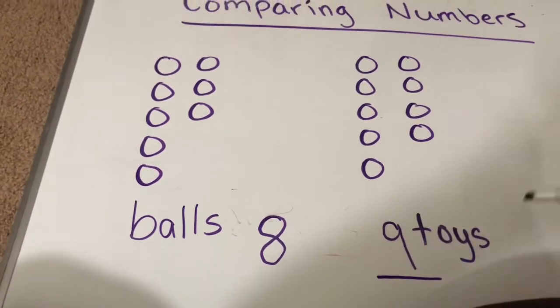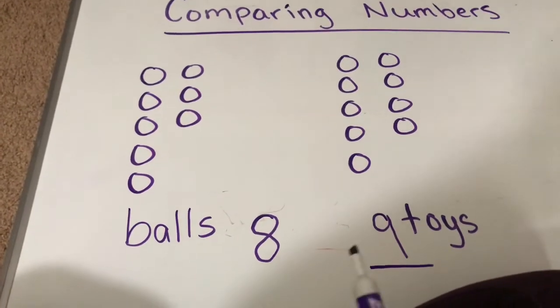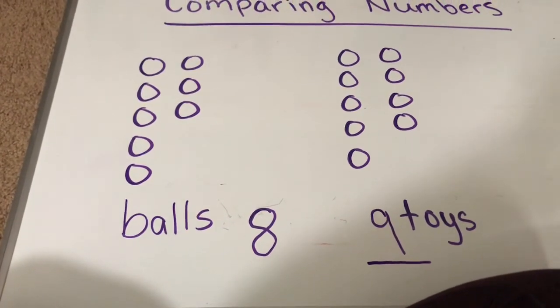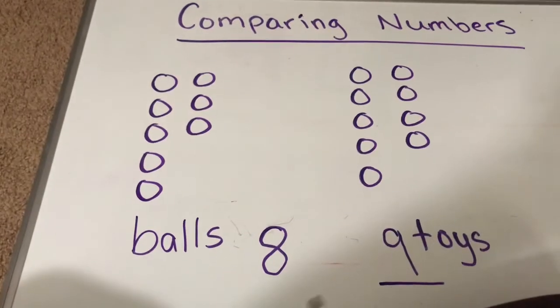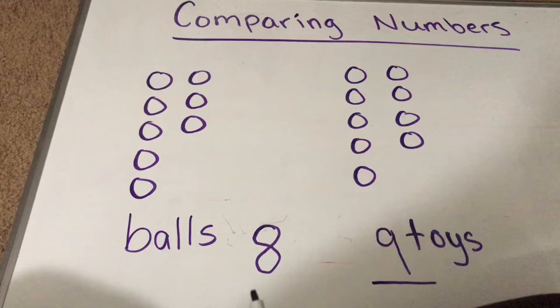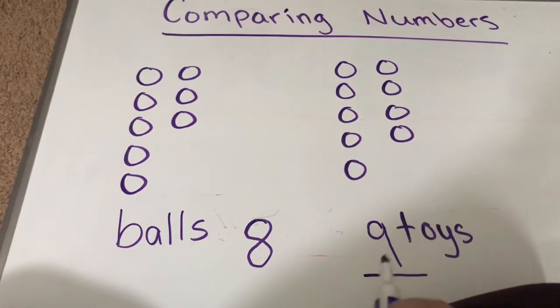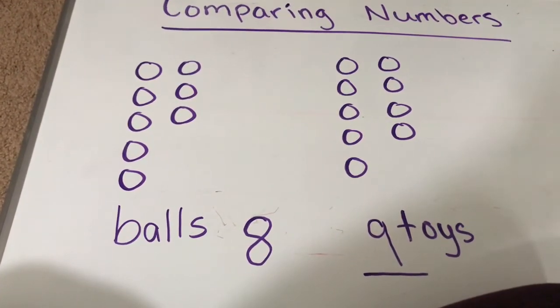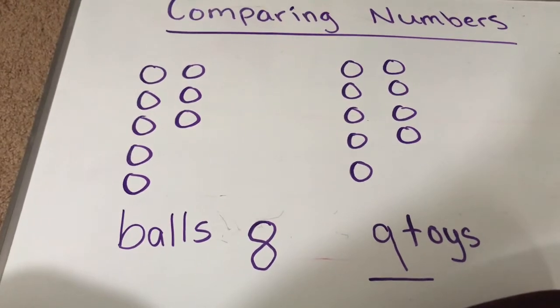Minerva had more. Repeat after me. 9 is greater than 8. 9 is greater than 8. Repeat after me. 8 is less than 9. 8 is less than 9.